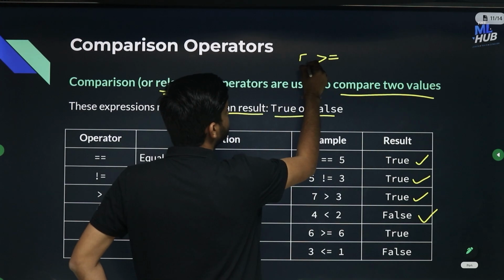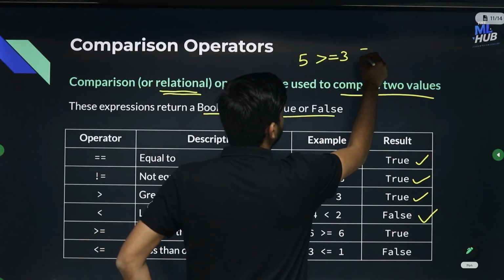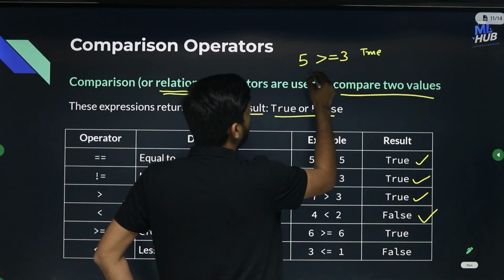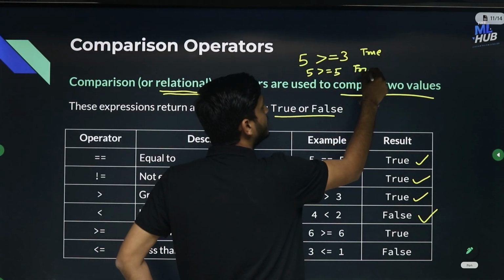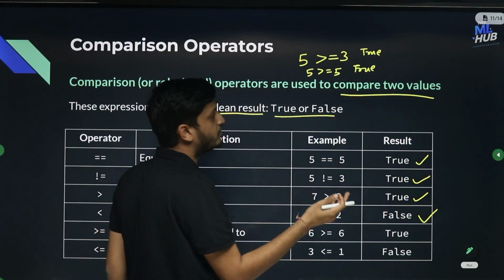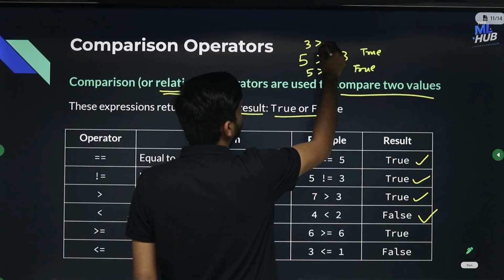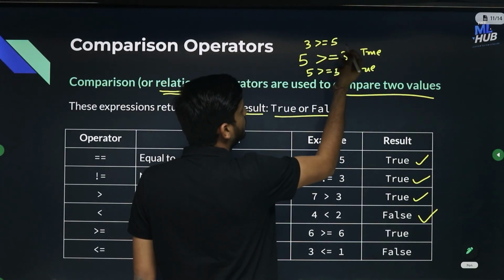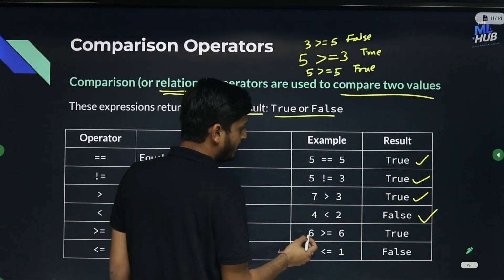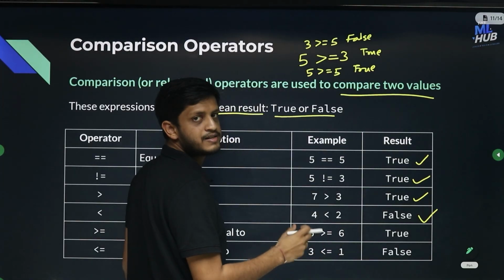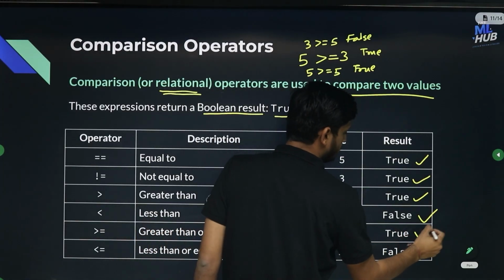If I write 5 greater than equal to 3, I will get true, because 5 is greater than or equal to 3. If I write 5 greater than equal to 5, again I will get true, because 5 is equal to 5. But if I write 3 greater than equal to 5, 3 is not greater than or equal to 5, so I will get false. Here is an example: if I write 6 greater than equal to 6, 6 is equal to 6, so I will get true.